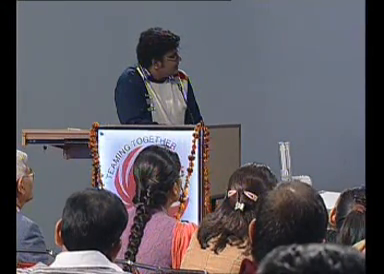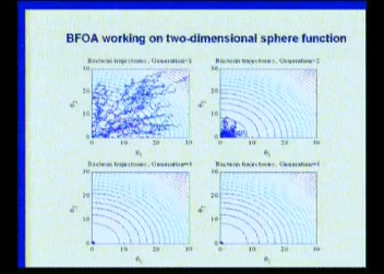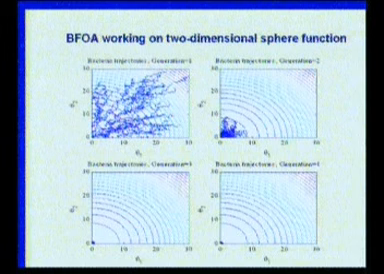These are the trajectories of different bacteria over iterations. Bacterium is the name given here to a search agent. In particle swarm optimization, we call the search agent a particle. Here we call it a bacterium. So these are the trajectories followed by the bacteria. Ultimately, all of them converge over here. That is shown in four different snapshots.